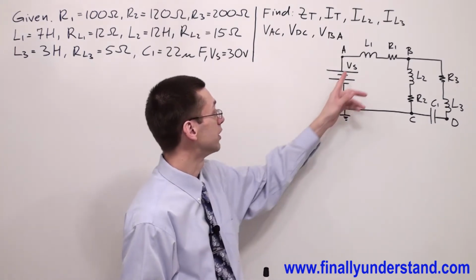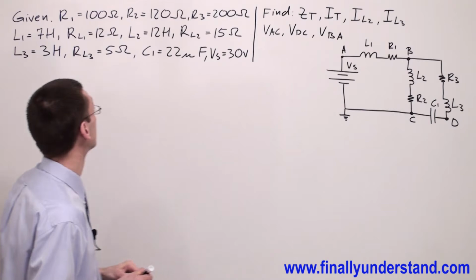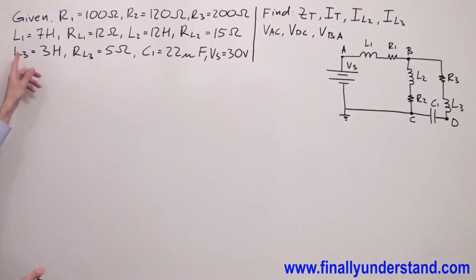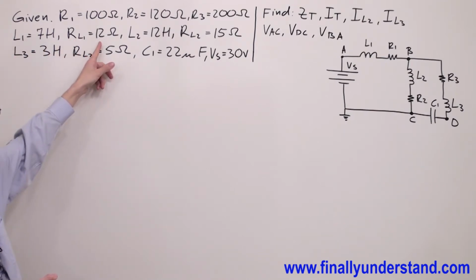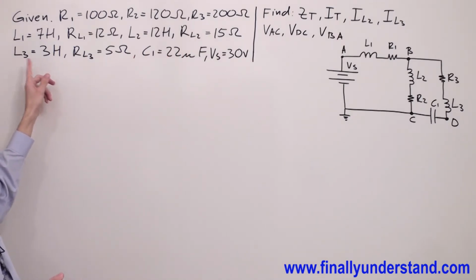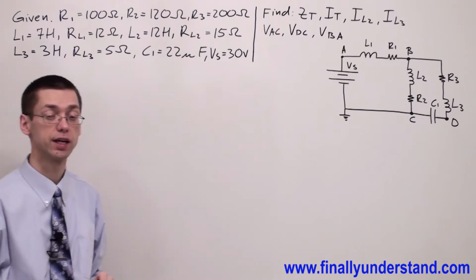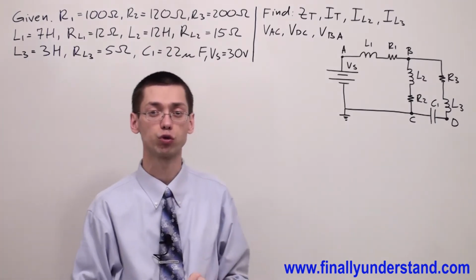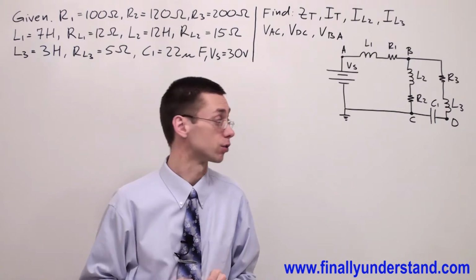And when it comes to inductors, you're supposed to be very careful, because this time the resistance of the inductor is given. For example, inductor L1 has resistance 12 ohms, L2 has resistance 15 ohms, and inductor L3 has resistance 5 ohms. What does it mean? It means that we're supposed to treat them like regular resistors.